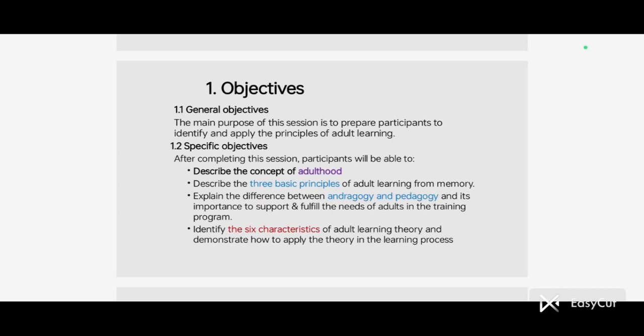In these general objectives, there are about 4 specific objectives that will be covered. After completing this session, participants will be able to describe the concept of adulthood. You are going to describe the 3 basic principles of adult learning from memory, and also you are expected to explain the difference between andragogy and pedagogy and their importance to support and fulfill the needs of adults in the training program. And also you are expected to identify the 6 characteristics of adult learning theory and demonstrate how to apply the theory in the learning process.